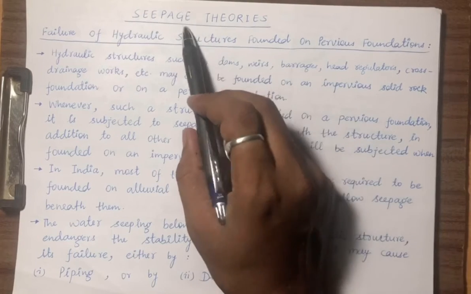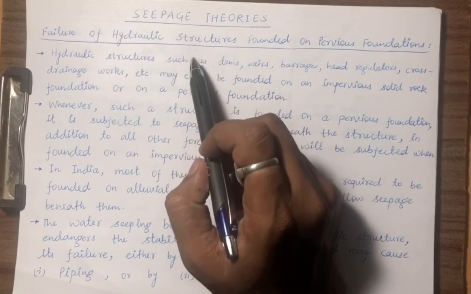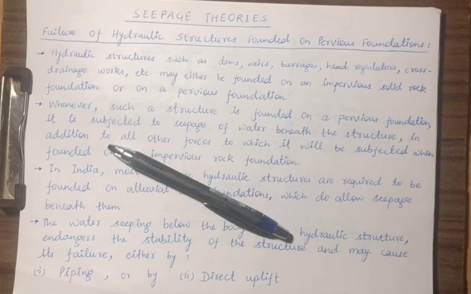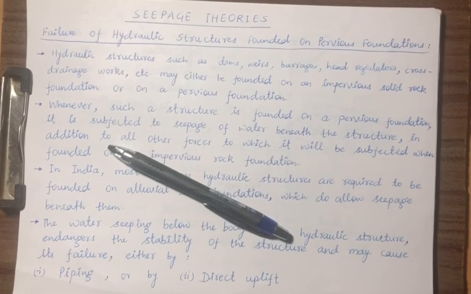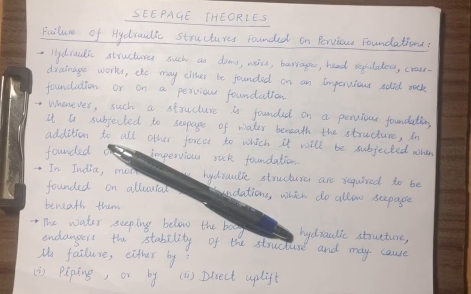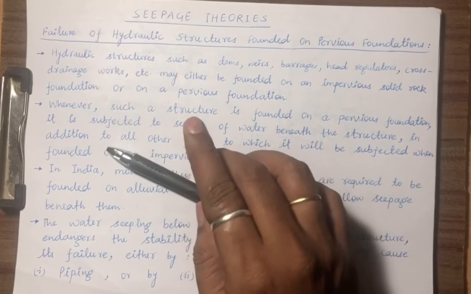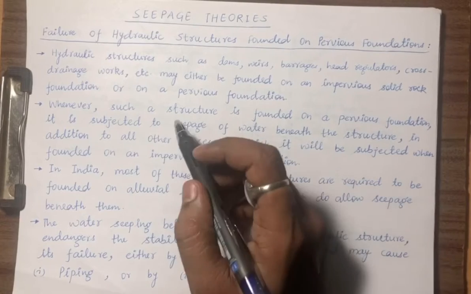So seepage in geotech you will learn, or you might have learned up till now. Seepage is a big problem, especially where the flow through soil is happening. Why? Because due to seepage, the effective stress of the soil reduces, and effective stress is responsible for the strength of the soil. So that's why seepage is a problem for soil.